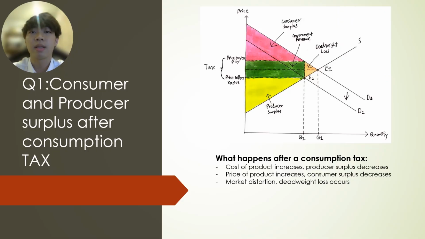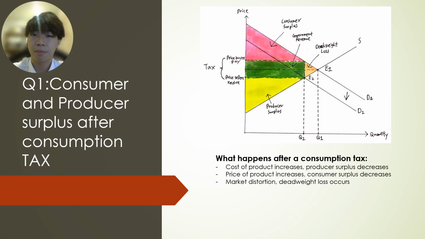So firstly, I will explain consumer and producer surplus and what happens after a consumption tax is implemented. Consumer surplus is the gap between what buyers pay and what they are willing to pay. Producer surplus is the gap between what sellers receive and what they are willing to receive.